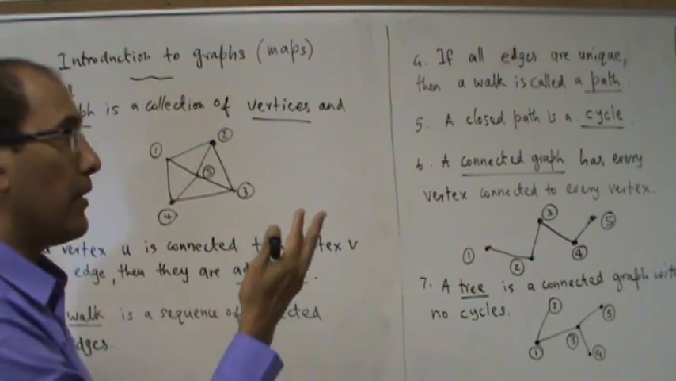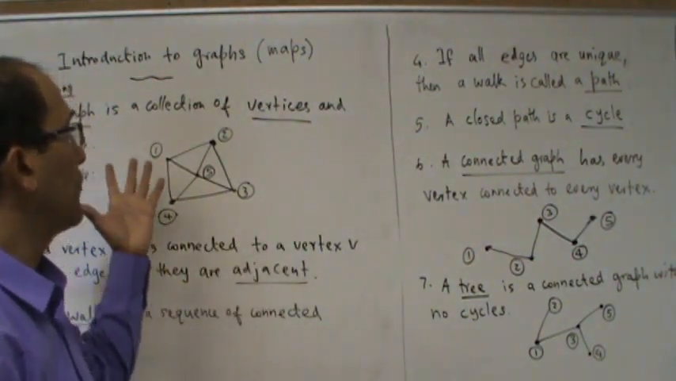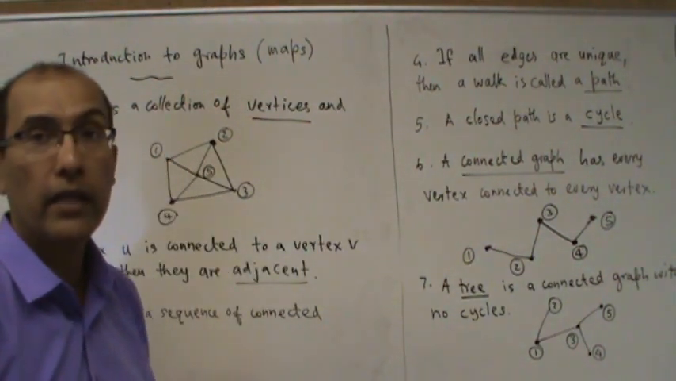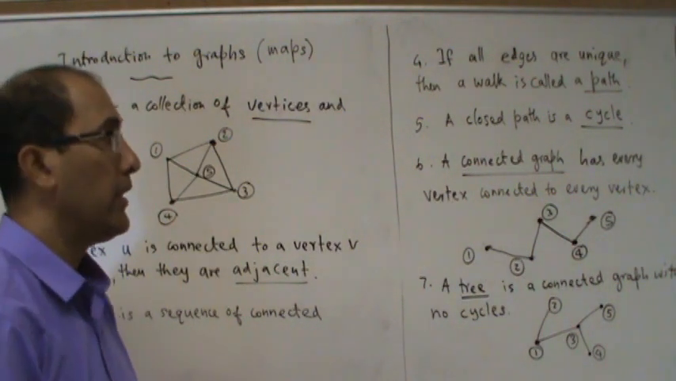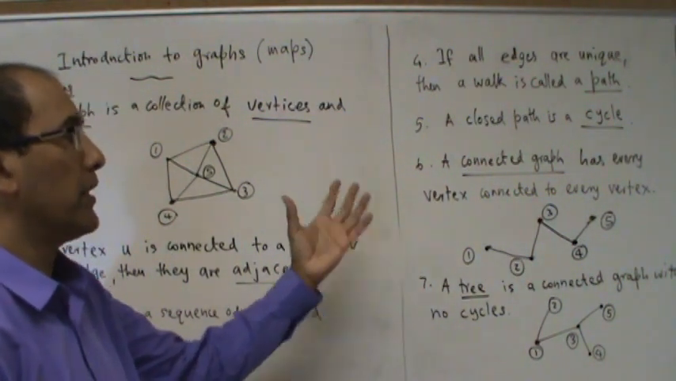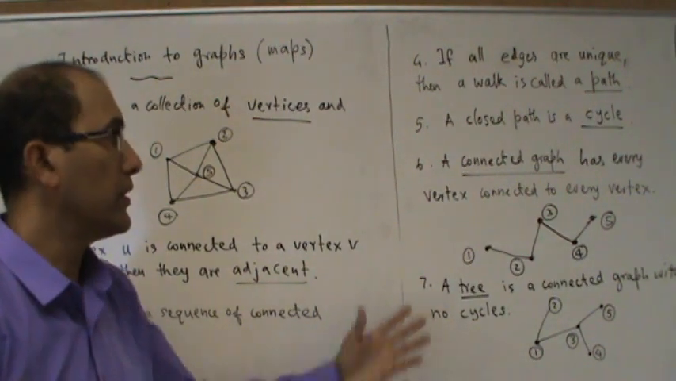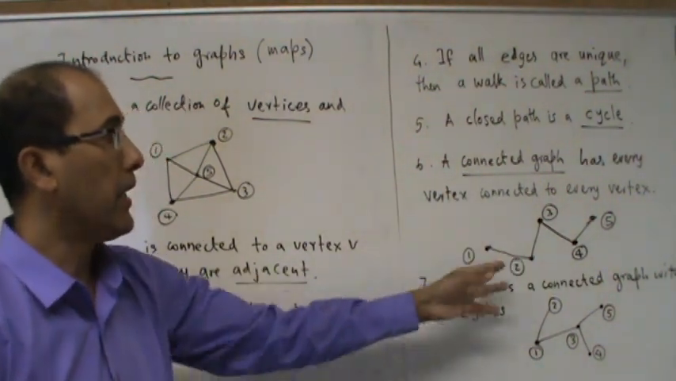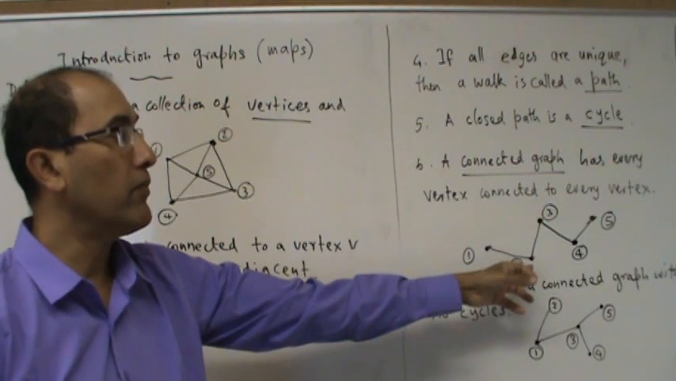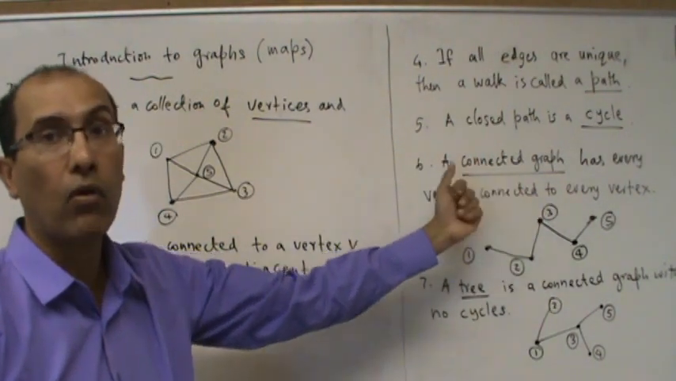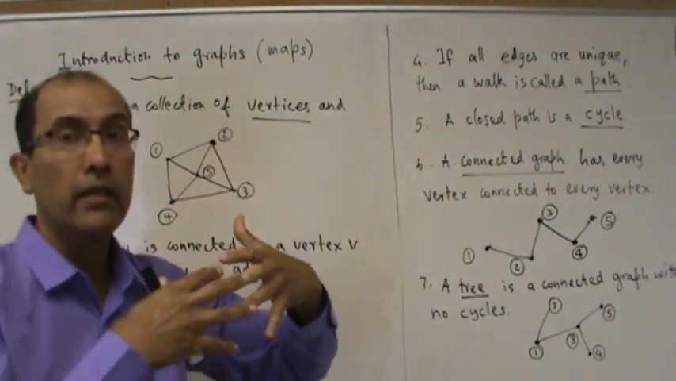A connected graph, of course, is when you can go from one vertex to any other vertex in your graph, then it's connected. So this is a connected graph. I can start from any one vertex and get to any other vertex. So all the vertices are connected.